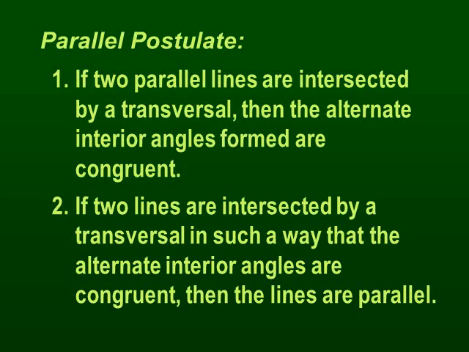So if you look here, we can now prove lines are parallel, and if we're given parallel lines, we can prove congruency in certain angles. So this is one of those tricky things where it depends on what we're given, on what we're trying to prove. This postulate goes in both directions. That's what biconditional means.